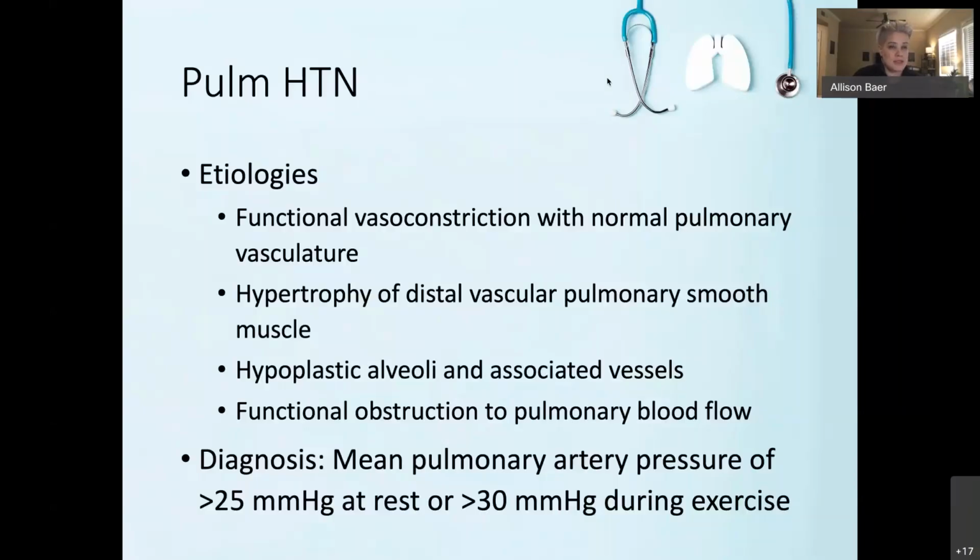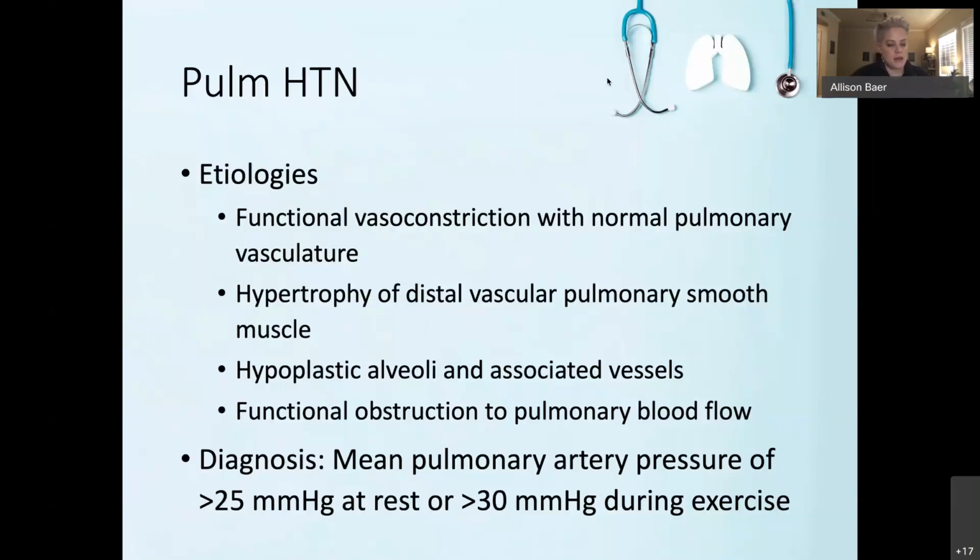So if they have asphyxia at birth, again, that's hypoxia, that's going to vasoconstrict them from birth. Sepsis, pneumonia, hypothermia, any of that. It can also be caused by a hypertrophy of their distal vascular pulmonary smooth muscles. So this is usually in response to some kind of chronic hypoxia.